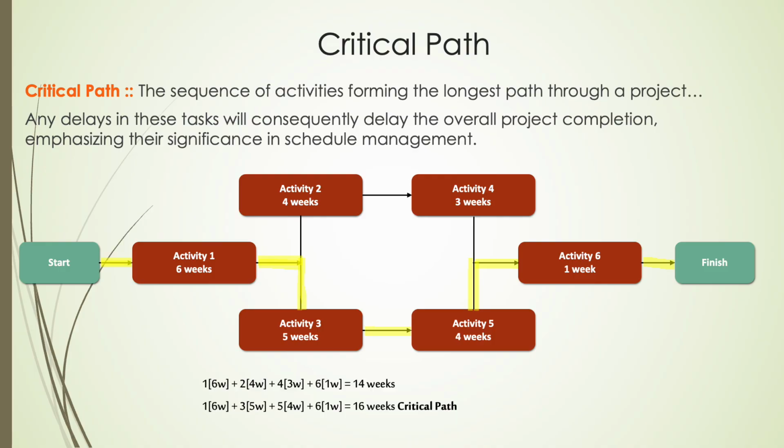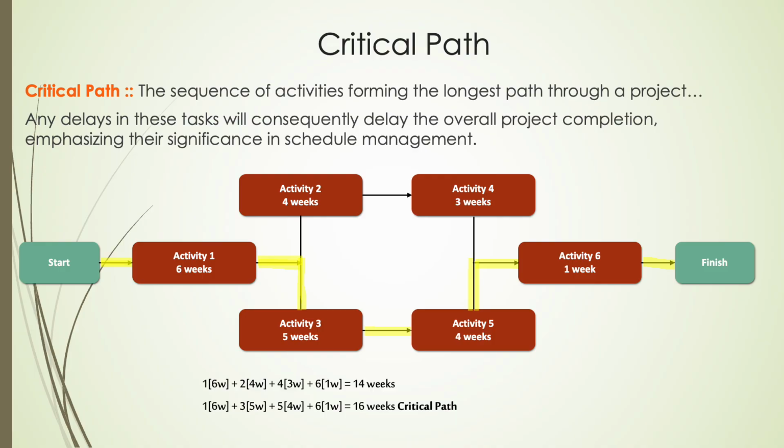The critical path moves through Activity 1, which has a duration of 6 weeks, Activity 3, which has a duration of 5 weeks, Activity 5, which has a duration of 4 weeks, and Activity 6, which has a duration of 1 week, totaling 16 weeks from start to finish. Any delays in these tasks will consequently delay the overall project completion, emphasizing their significance in schedule management.